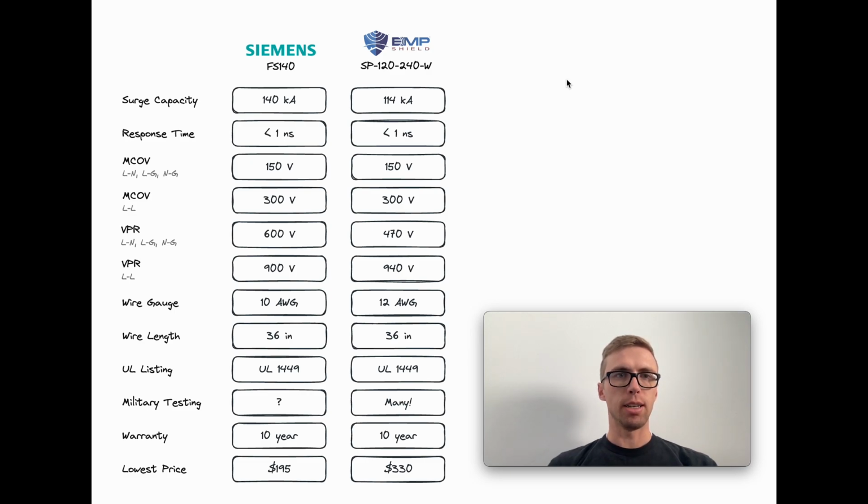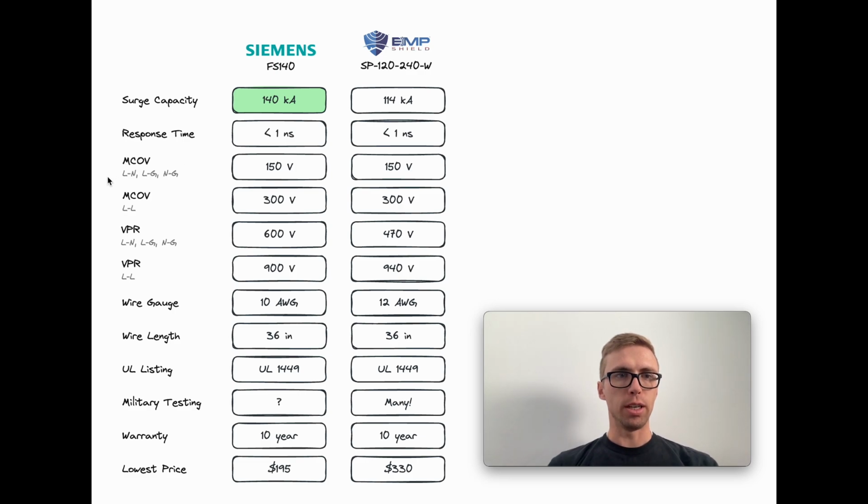Starting with surge capacity, for the FS140, we have 140,000 amps, and for the EMP Shield, we have 114,000 amps, so we have a little bit better on the FS140. Response time, they're both rated for less than 1 nanosecond, which is awesome, a tie there.